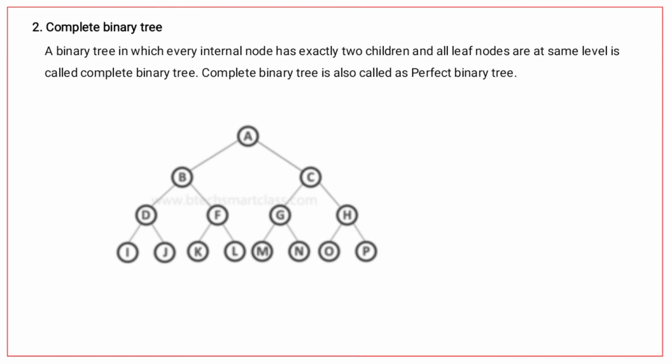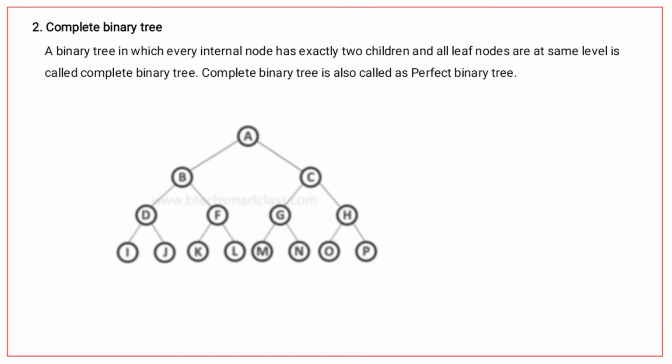In a complete binary tree, all the nodes must have exactly two children, and at every level of a complete binary tree there must be 2 to the power of the level number of nodes. For example, at level 2 there must be 2 to the power 2, equal to 4 nodes, and at level 3 there must be 2 to the power 3, equal to 8 nodes.